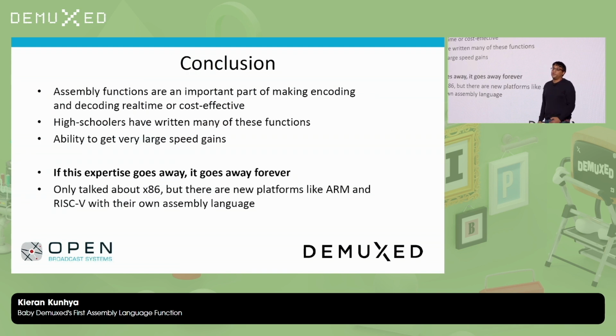So, conclusions. Assembly functions are an important part of making encoding or decoding, say, real-time or cost-effective. And it's doable by high schoolers. And there's an ability to get massive, massive speed gains. But we have a problem, because if this expertise goes away, it goes away forever. If these engineers decide to go to ML or to self-driving cars or whatever, we're not getting them back as a community, and we will suffer in terms of cost and CPU, green, etc.